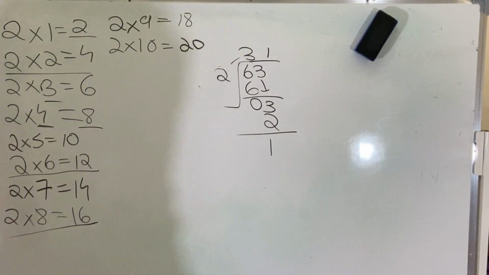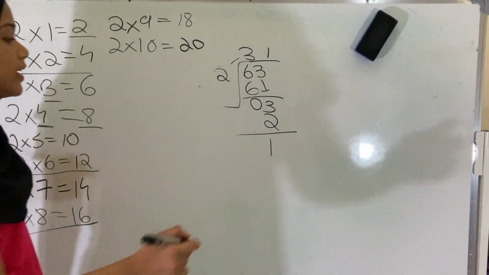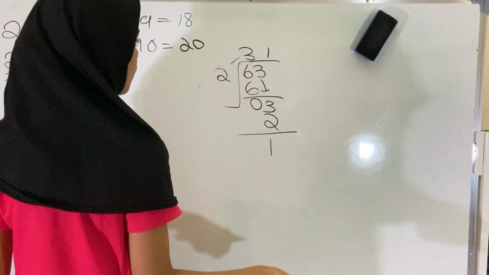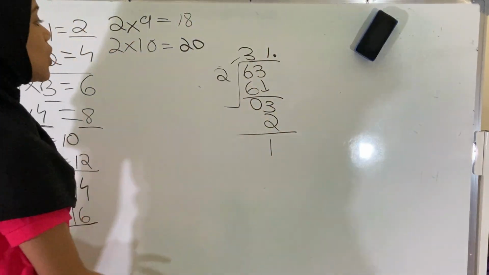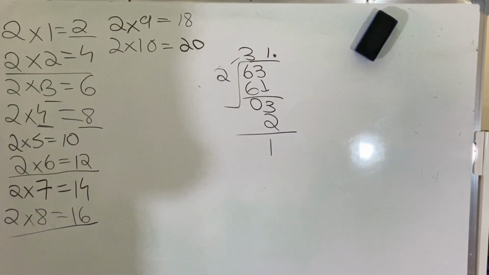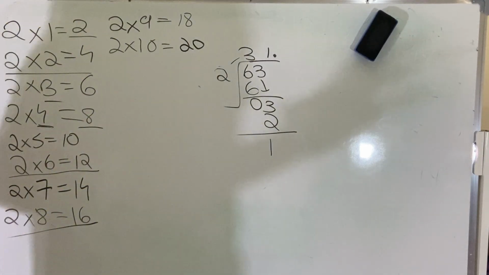So does that mean it's over? No, because I didn't get 0. So that means it's not over. So let's write this small thing here. It's called decimal. So it's like 3.5, 3.25, something like that. It's okay.